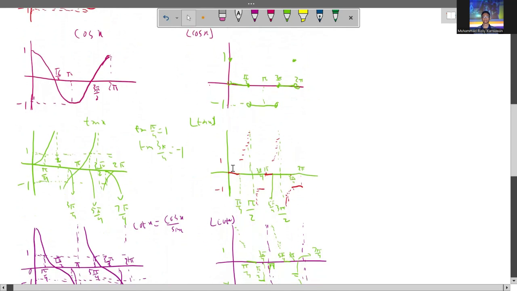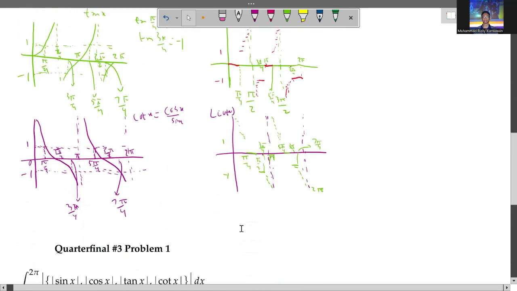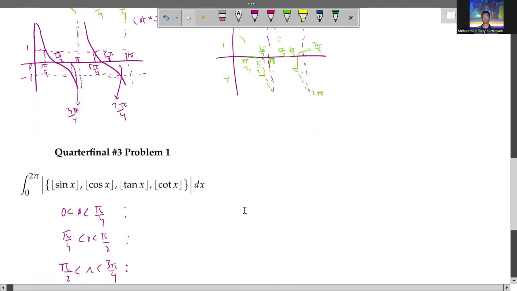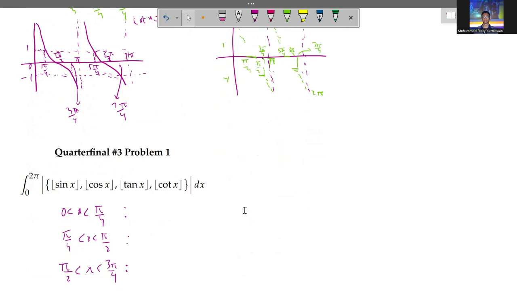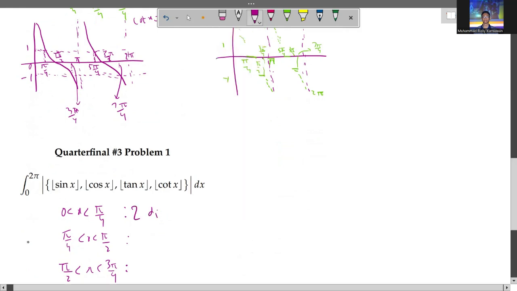And then tangent of x also yields 0, but cotangent of x yields one of these values that goes from positive infinity to 1, which means you have two different values in that set. Because of that, the cardinality of this set will be 2 when x is between 0 and pi/4. So two different values.